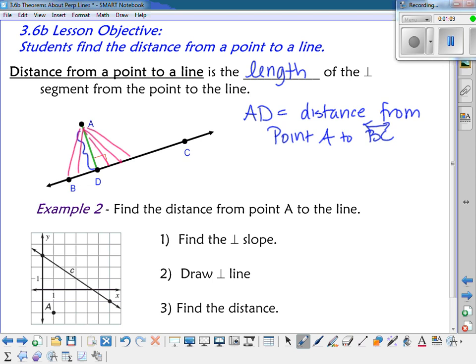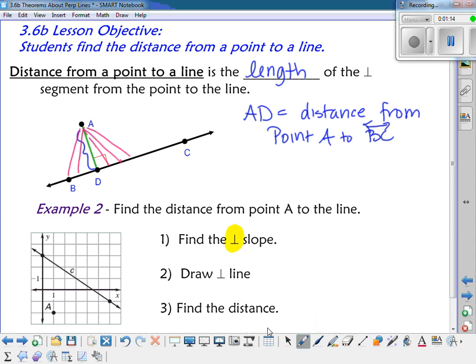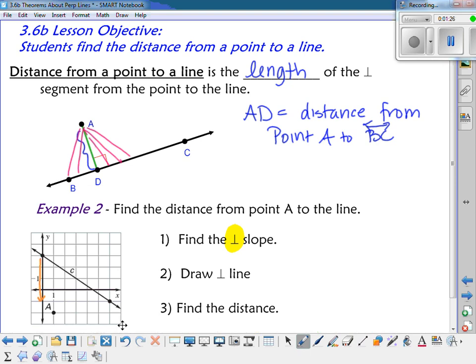So the first thing we want to do when we're given a graph and we have to find the distance is we need to find the perpendicular slope. So first I have to find my original slope to find out what the perpendicular slope is. So I see in my picture here I'm going down 4 and 1, 2, 3 over 6. So my original slope is negative 4 over 6, which is negative 2/3.